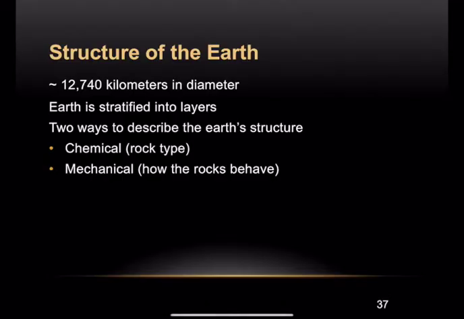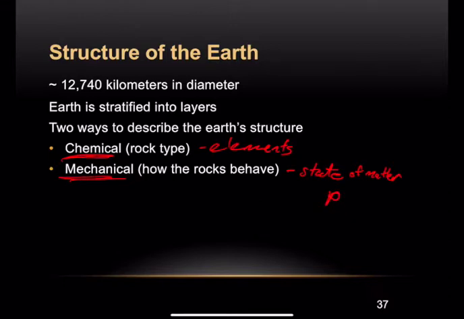All right, so back to this idea again. The earth has layers. It has two different ways to describe those layers. One way is chemically, which is elements, and one way is mechanically or physically, which is states of matter. And one chemical or one set of elements can have more than one state of matter. And usually the state of matter in the earth is going to be controlled more by pressure. Pressure is controlling that state of matter instead of temperature.